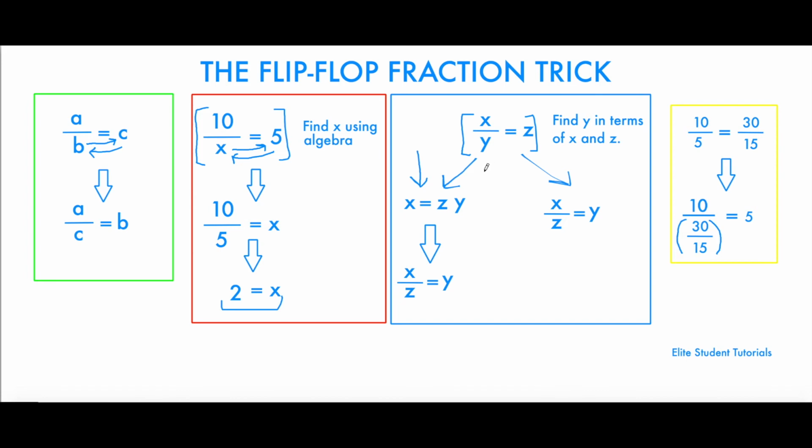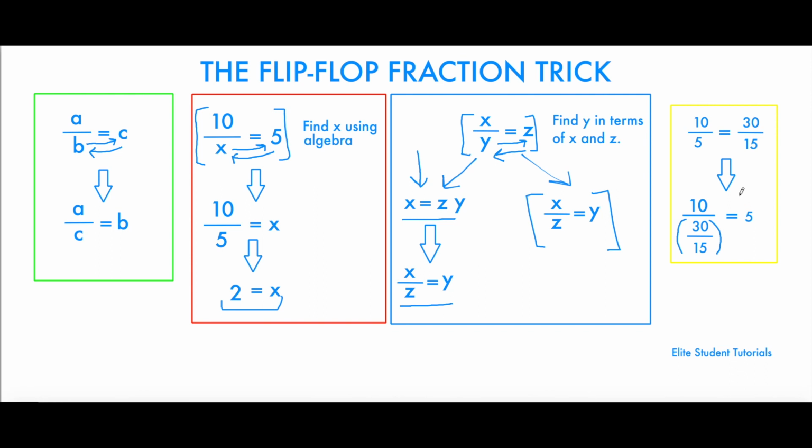Without the flip-flop fraction trick, we would first multiply both sides by y to get x equals zy. Then we would divide both sides by z to get x over z equals y. However, with the flip-flop fraction trick, we can just instantly switch the y and the z to get x over z equals y. The flip-flop fraction trick can be applied with basically anything, even other fractions.